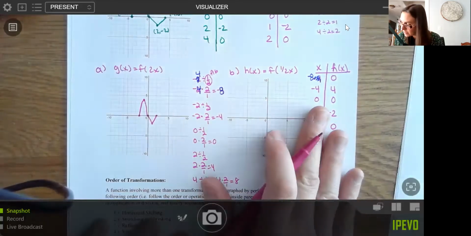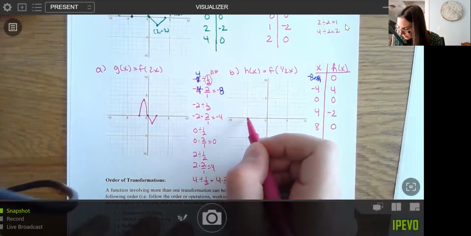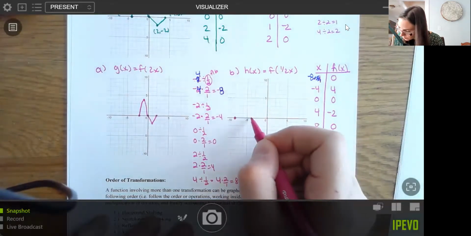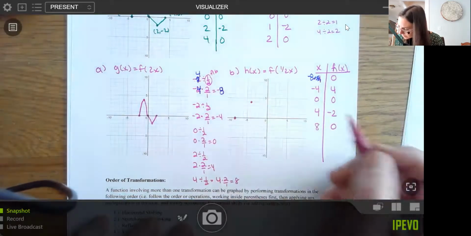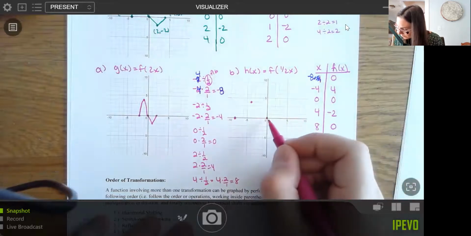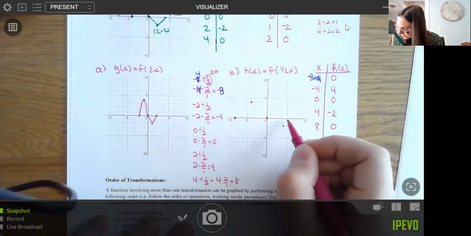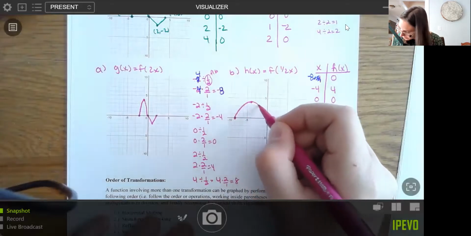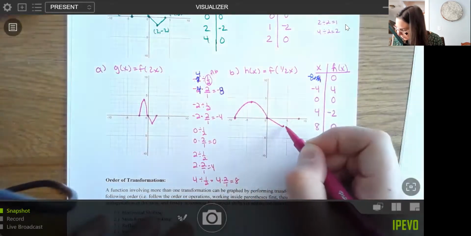So let me plot these. I have -8, so 5, 6, 7, 8, 0. -4, 4, 0, 0. 4, -2, and 5, 6, 7, 8, 0. Now I'm going to keep the same shape, so curved on the left, and then a V shape on the right.